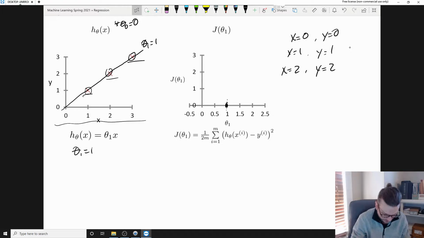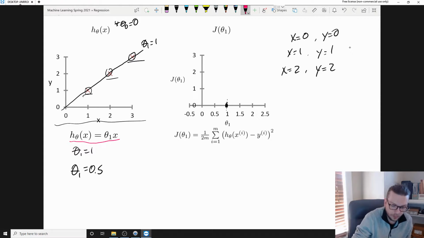What if, however, we had theta 1 equals 0.5? And now I want different colors. Colors! Yes. So if theta 1 equals 0.5, and again, we're calculating our hypothesis as just theta 1 times x, then the output for x equals 1 is going to be 0.5. The output for x equals 2 is going to be 1. And the output for 3 is going to be 1.5. So now our line is off. The slope has dipped. We now have some errors.